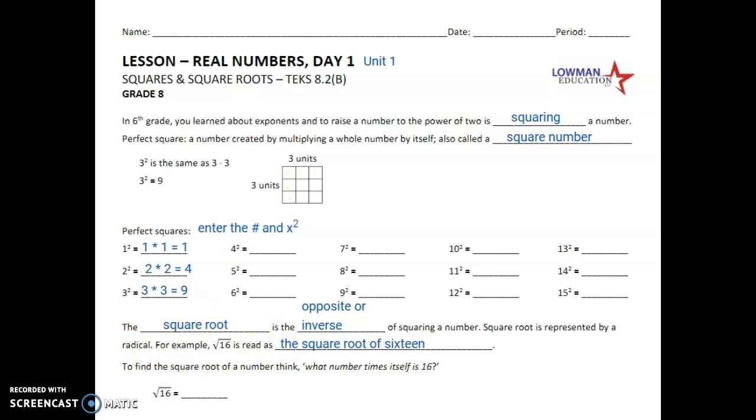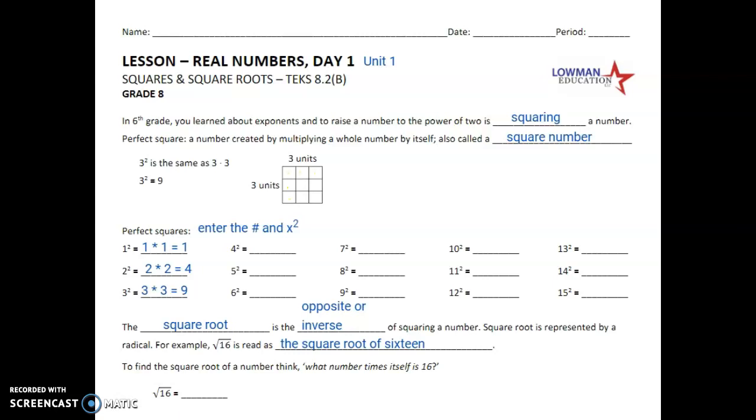Now let's talk about square roots. The square root is the inverse or opposite of squaring a number. When we were doing the calculator drills, I asked you what the opposite of up was, and you said down. I asked you what the opposite of left was, and you said right. And then I told you to think of it as opposites, inverse. So it's a yin and a yang. If you're squaring, you're going to undo that square by doing the square root.